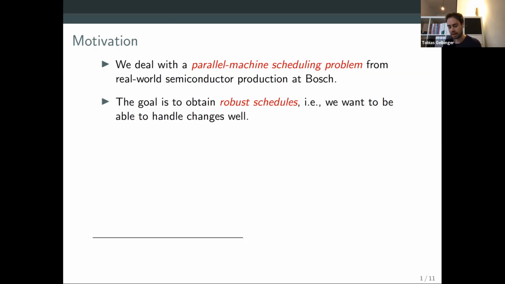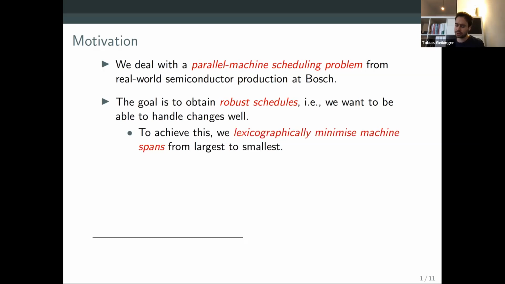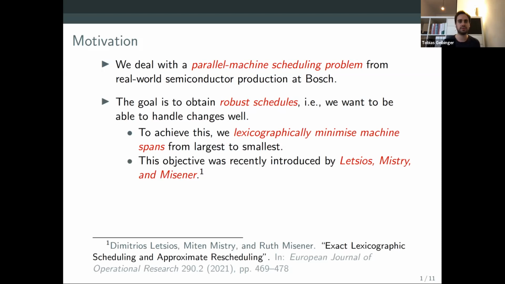So we want schedules that handle changes well, especially new jobs arriving that were not previously known, or a machine failure where all those jobs on the failed machine have to be scheduled somewhere else. The way we do this is we lexicographically minimize the machine span, starting from the largest to the smallest. This idea was recently introduced in a paper from 2021, where the authors introduced this objective with the same informal goal. So they also have robustness in mind, and one of their conclusions is that this lexicographical minimization achieves exactly that. So it creates robust schedules that handle updates in a good way.